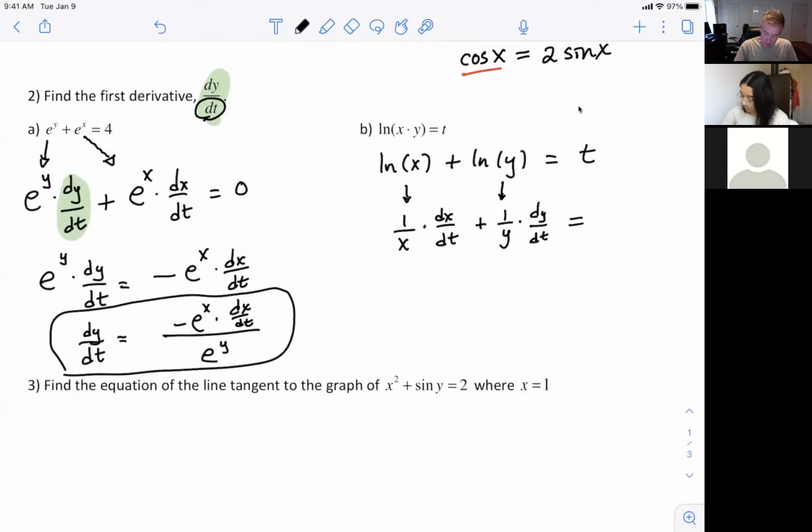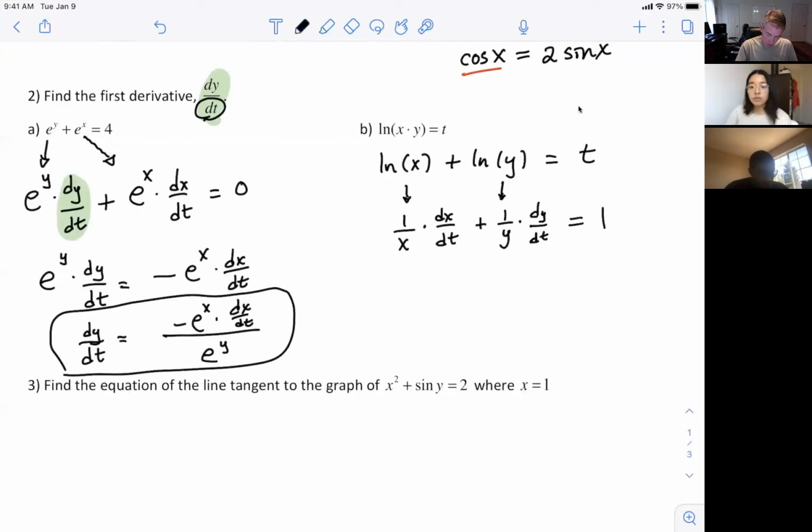And on the right side, it would be the derivative of t with respect to t, but dt divided by dt equals a 1. So I'll replace that with just a 1. And then the last two steps are going to be similar to the last two steps of the other one.